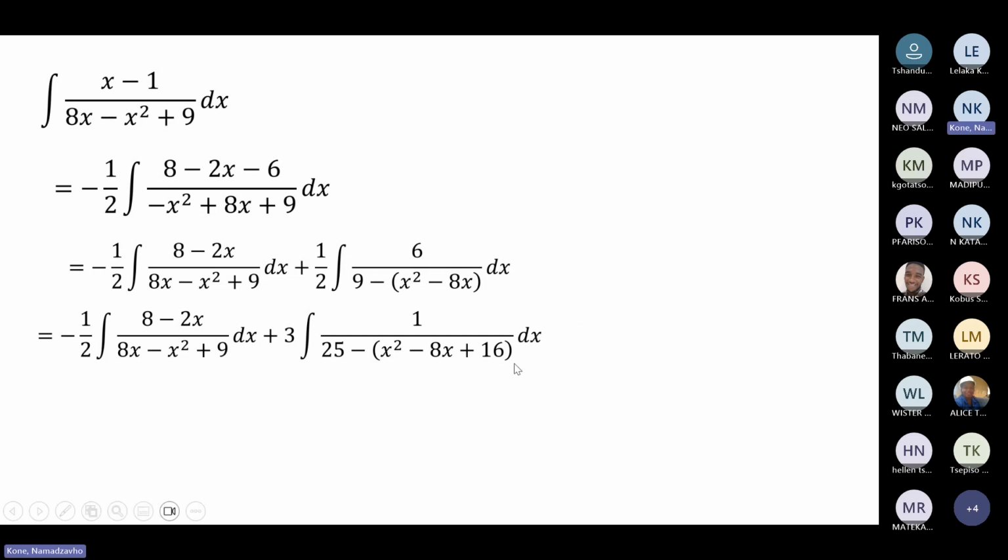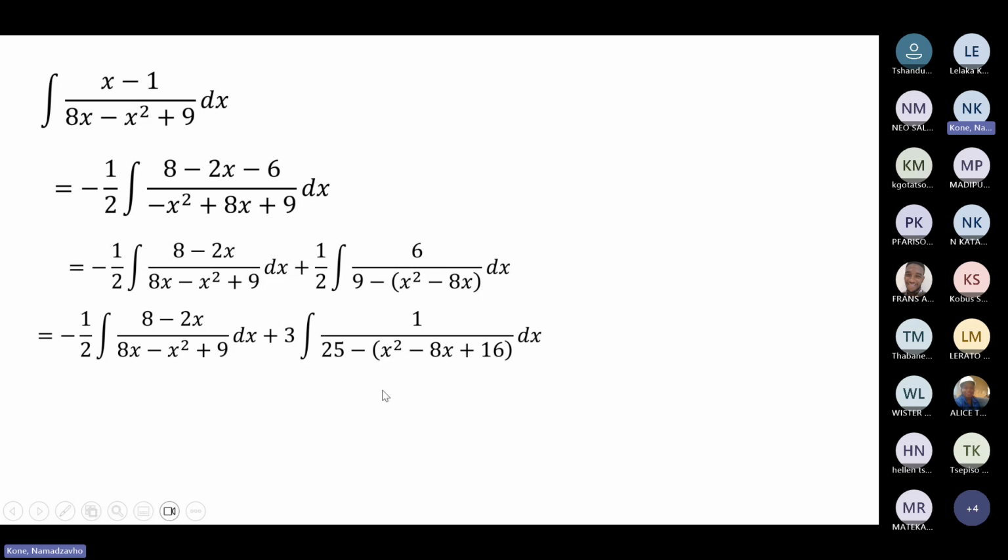So we have added a 16 inside here. But when we added this 16 inside here, there's a minus sign outside. So we have added a minus 16 really here inside. Because of the fact that we have added a minus 16, we must put a positive 16 on the 9 to get this 25.